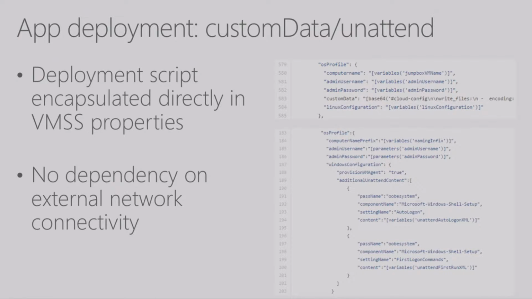You can use what's known as custom data, which is a property in the virtual machine profile for a scale set. And here you can basically encapsulate everything that needs to install directly in the definition of the scale set. So we find a lot of hybrid deployments use this. And similarly, there's a property called unattend in Windows virtual machines. And you can use unattend as well.